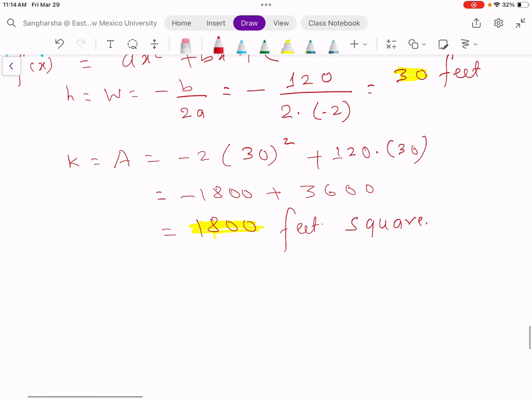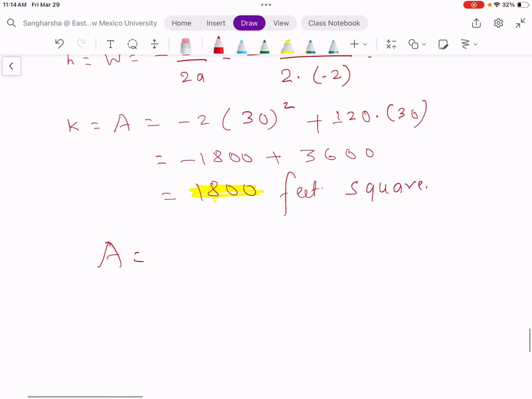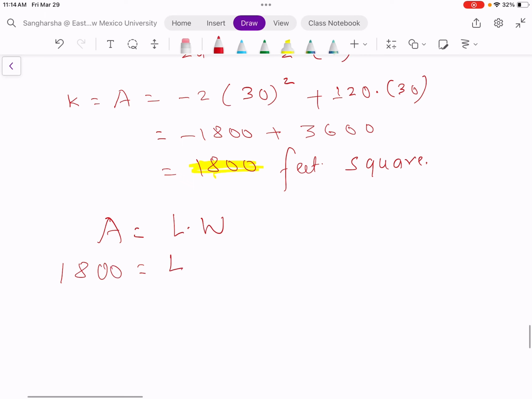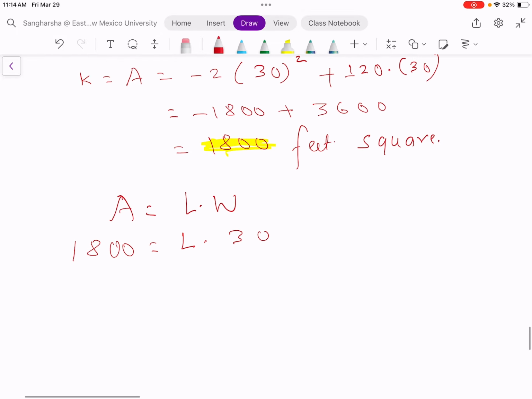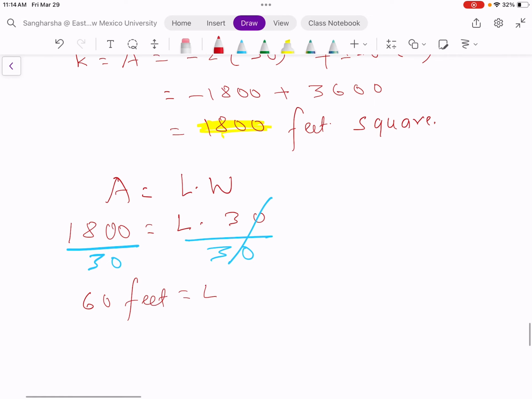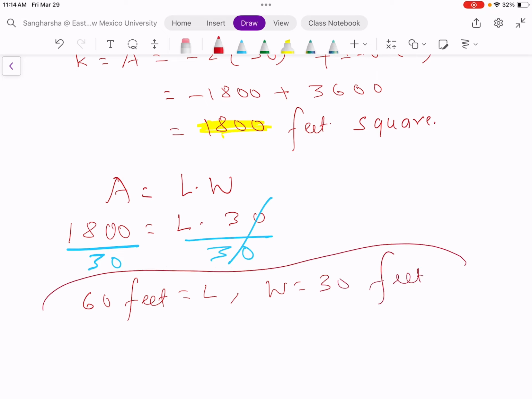We use the same formula, area equals L times W. Area is 1800 equals L, which is what we need to know, times W, which is 30. So we divide both sides by 30. This cancels. 1800 divided by 30 is 60 feet. So 60 feet is the length and the width is 30 feet. That's what we want as our answer, and this is the dimension. It has to be this dimension in order to get the maximum area.